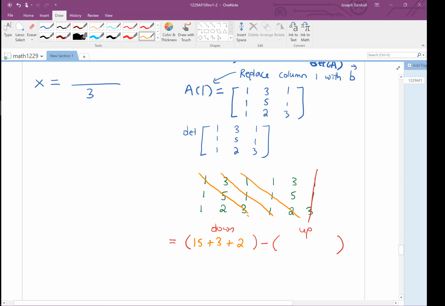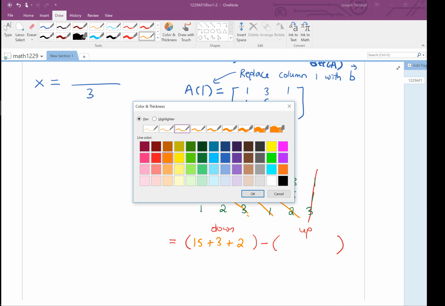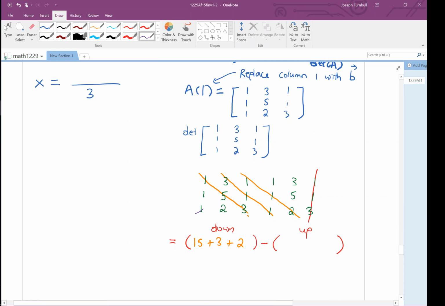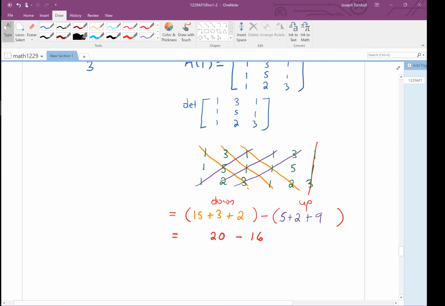Now we do the next one. What colors have been neglected so far? I haven't used purple yet. Some purple. Then 1 times 5 times 1, we have 5. 2 times 1 times 1, 2. And then 3 times 1 times 3 plus 9. So that's 20 minus 16. It's nice it's all positive numbers, and you get 4.